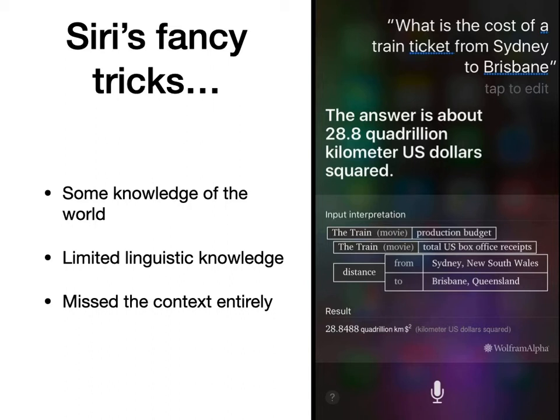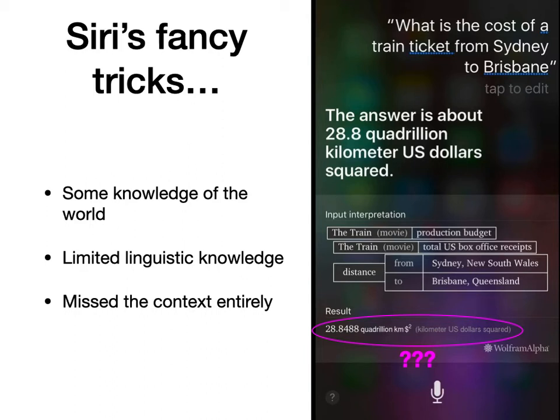It thought it was talking about the train, the movie. So it was like, what price? The cost of the train? Well, that's box office value, something. And then it's like, wait, you want me to go from Sydney to Brisbane? That's distance. So I've got the budget of a movie times the distance, 28 quadrillion kilometer dollars. That's a unit that has some meaning in the technical sense. You can combine units like that, but what does that mean for? I'm trying to get to Brisbane, right? So Siri flubbed it. Siri dropped the ball.